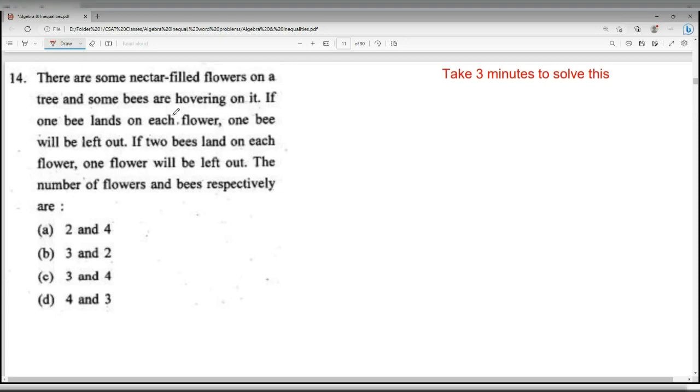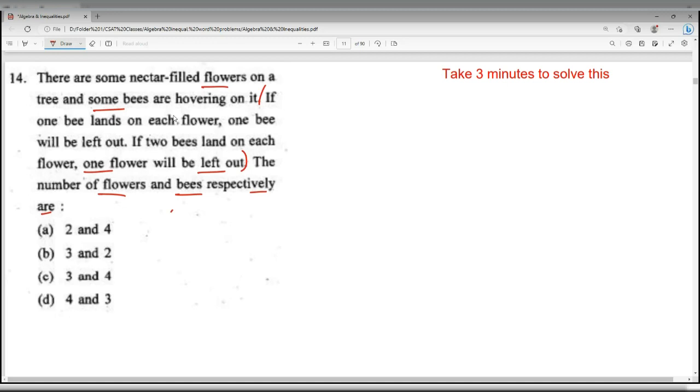There are some nectar-filled flowers on a tree and some bees are hovering around it. If one bee lands on each flower, one bee will be left out. If two bees land on each flower, one flower will be left out. The number of flowers and bees respectively are? So we have to convert these 2 sentences into 2 equations and then solve for the variables.